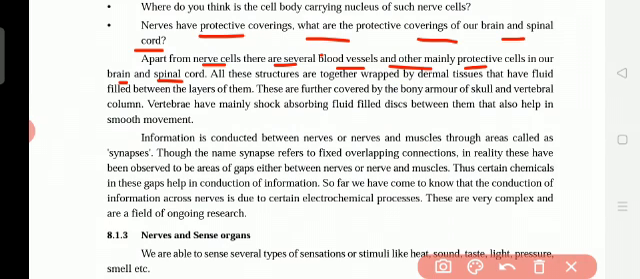Apart from nerve cells, there are several blood cells and other mainly protective cells in our brain and spinal cord. Not only nerve cells are there, there are other important cells like blood cells and mainly protective cells. All these structures are together wrapped by dermal tissues that have fluid filled between the layers of them. These are further covered by the bony armor of the skull and our vertebral column.